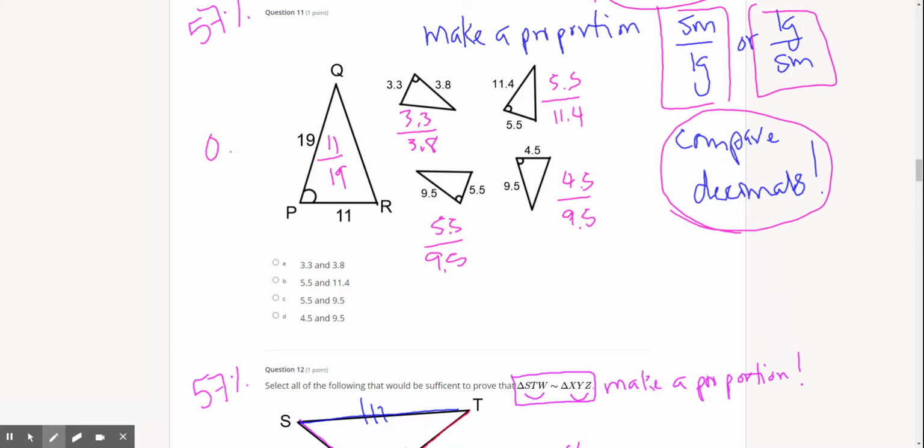So 11 divided by 19 is our goal, right? So we want 0.5789. That's our goal. Which ones of the other four match that?